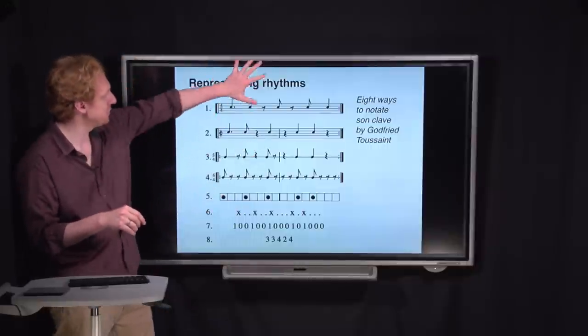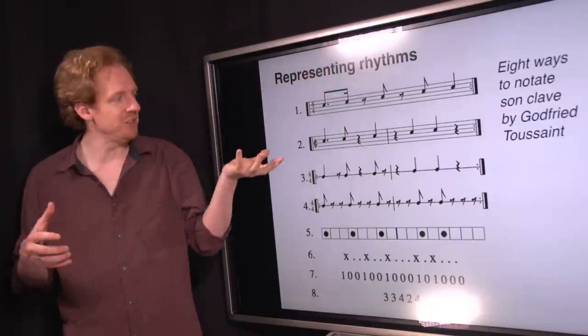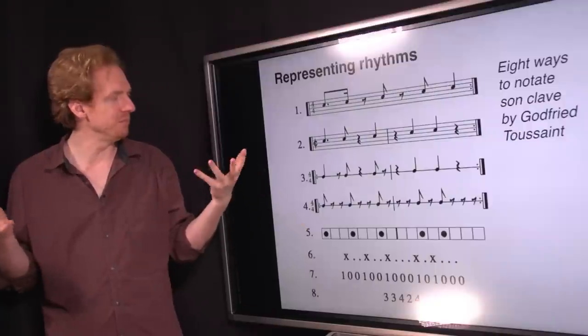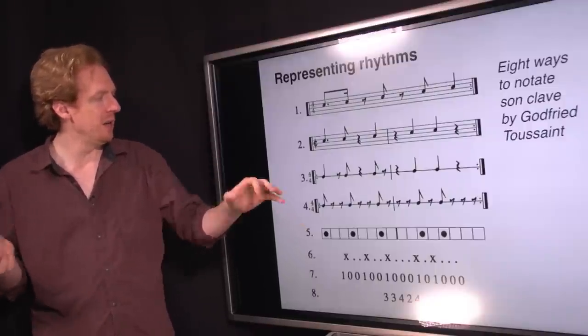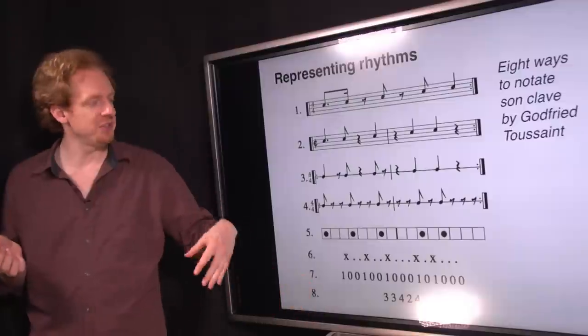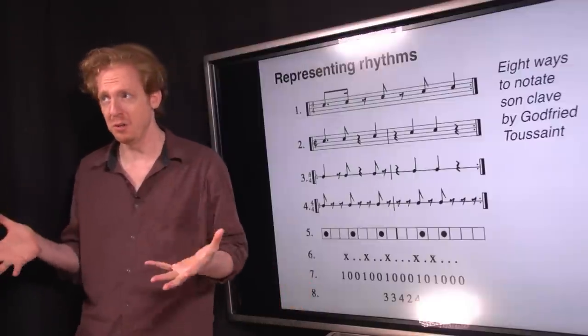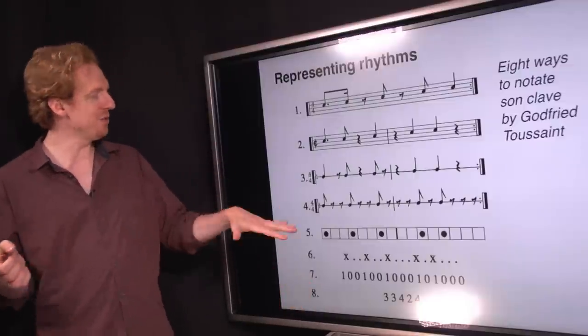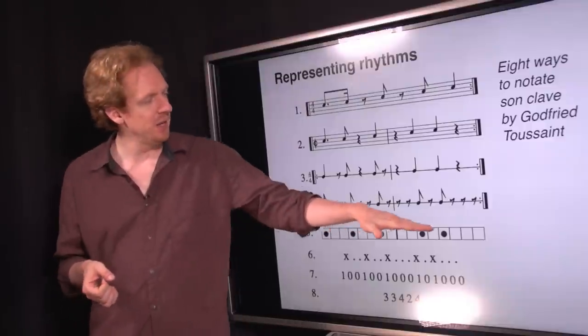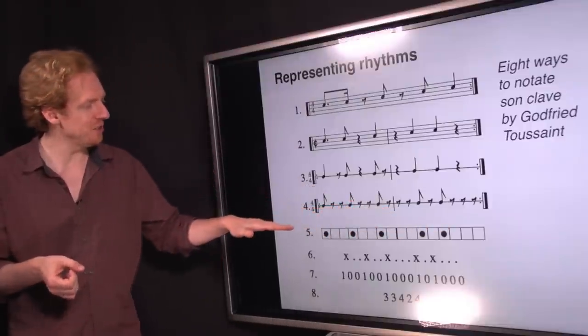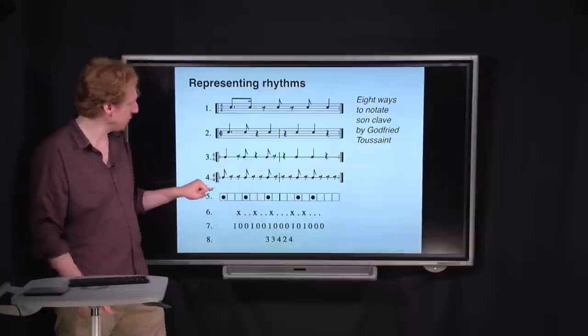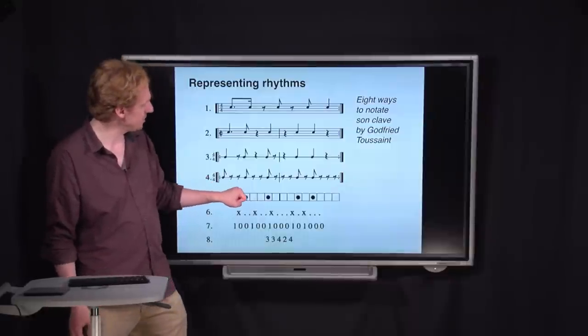So these first four are just variations on standard music notation. Down here, we've got some specialized systems used by ethnomusicologists and computer scientists. And the one that we are really interested in is number 5. This is called a time unit box system. And it's kind of self-explanatory, right? Each one of these boxes is just a beat.